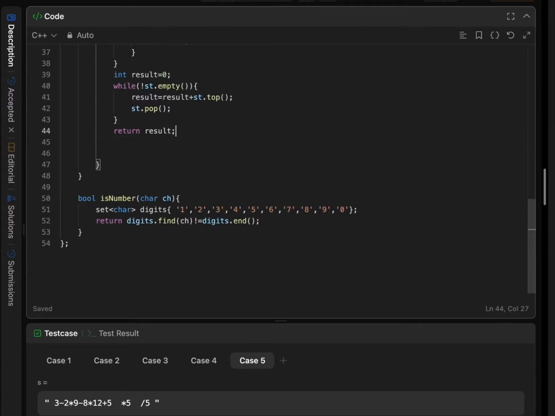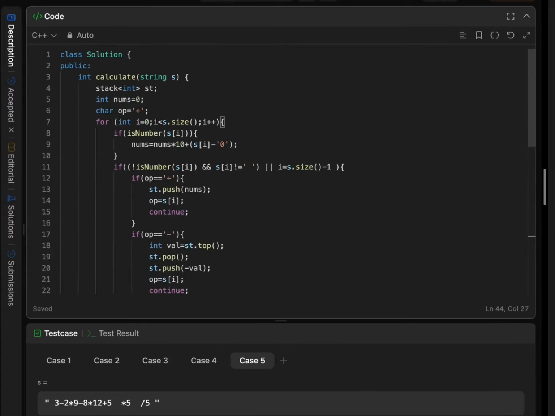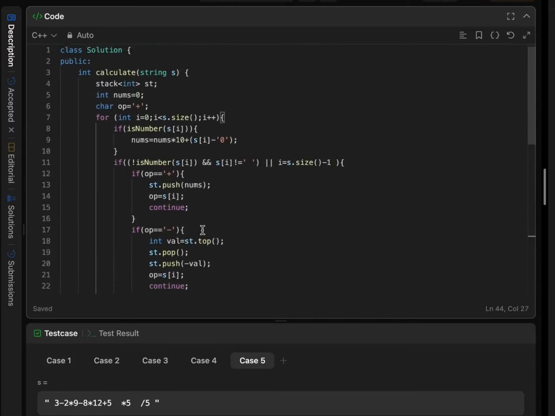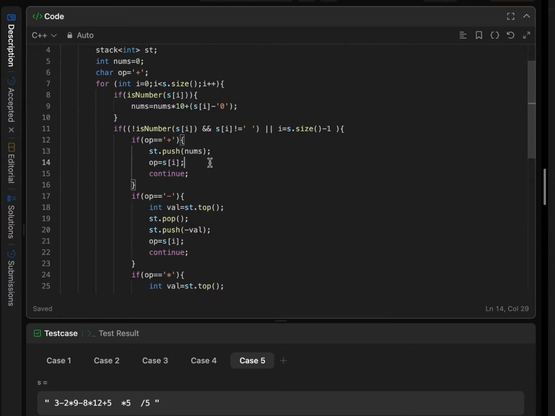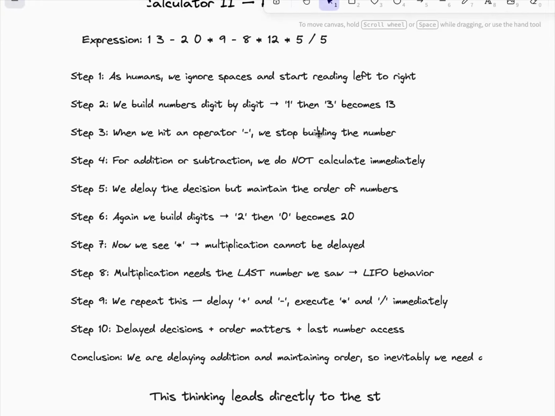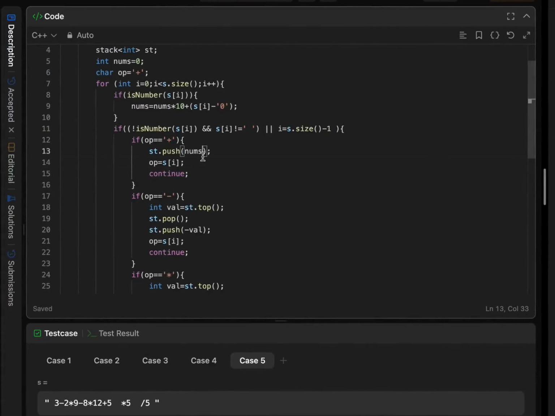and return result. Okay, so let's dry run it again. So if we have a space, we will not do anything, we will just keep ignoring it. Okay, we didn't reset the number. Once we hit the operator, we have to reset the number, right? We stop building the number. When we hit the operator, we stop building the number. Okay, so let's do it. Nums equals to 0.